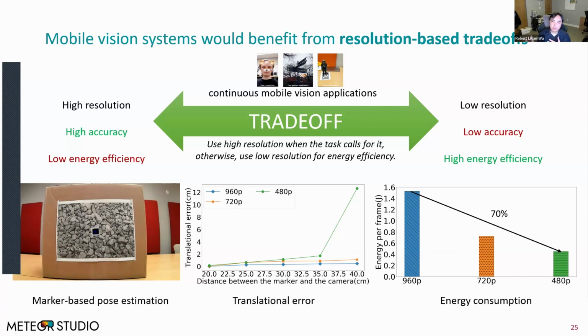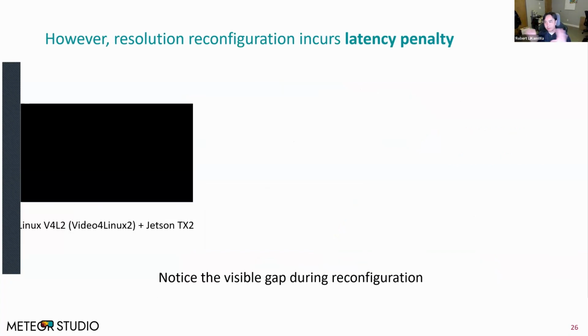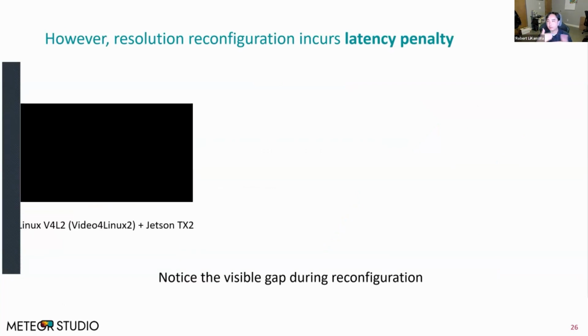What might also be obvious, more for the systems folks, is that dealing with a lower resolution image will actually consume less energy on a per frame basis. And that we've measured to be true as well: 70% less energy to do a 480p frame versus a 960p frame. But what we found out is that we would love to use both of these frames depending on the situation. Like I was saying, if you're close to the marker, use a low resolution. If you're far from the marker, use high resolution and go back and forth.